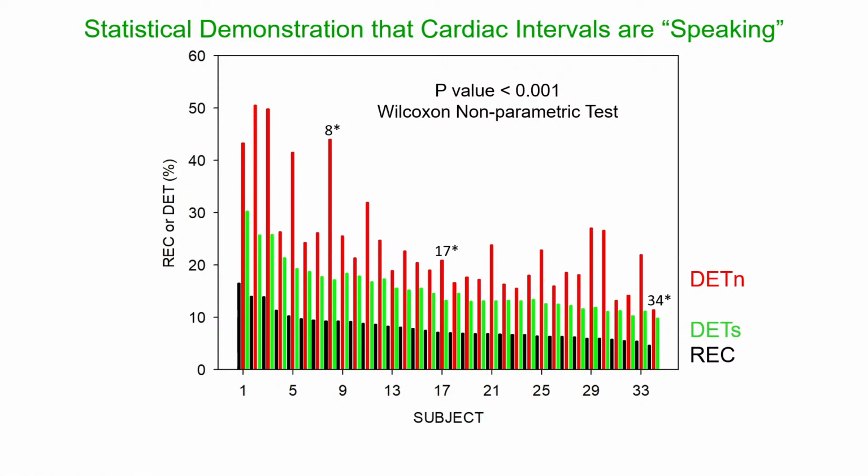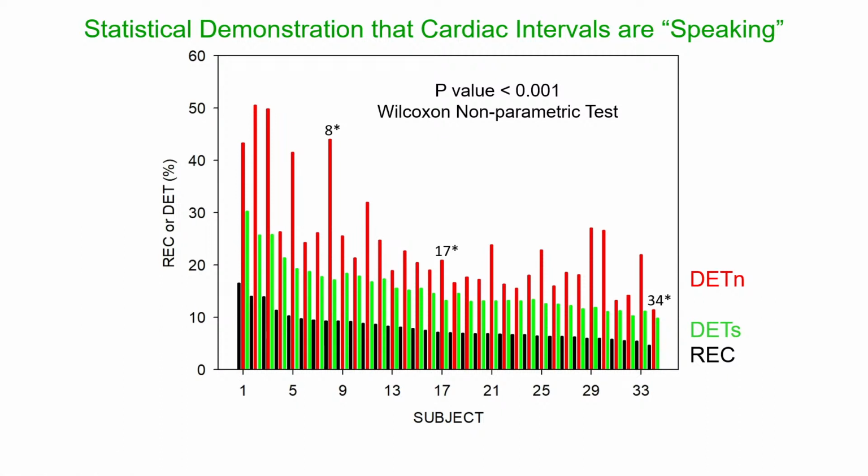Now, this is group statistics for 34 different subjects. And what we're plotting is recurrence or determinism. The recurrence is black and the determinism is red or green. So here, this is the subject. This subject number 1 had recurrence of about 17%, and I've rank ordered these as well. So the lowest one comes way down to here. But these are 34 different subjects in black.